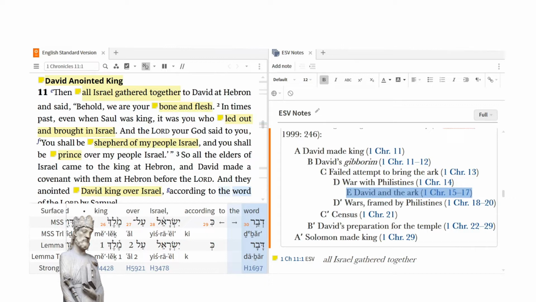And if you remember, if you watched earlier, we dealt a little bit with the genealogies. And in there, we found that in those first 9 chapters, the Levites, who are dealing with worship and those kinds of ideas, were the center of the genealogies. And so that the center of the rest of the narrative section is David and the ark is very fitting.